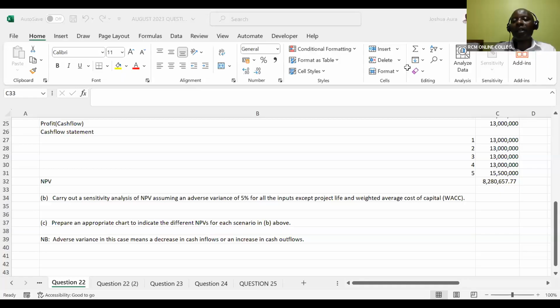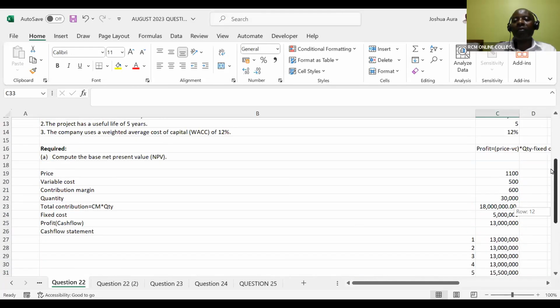So I'll come back here. So remember now, whatever information we had here is what we call the base. This information is the base because it's the information we've been able to use without changing anything. And then now I'll come and do my first scenario.